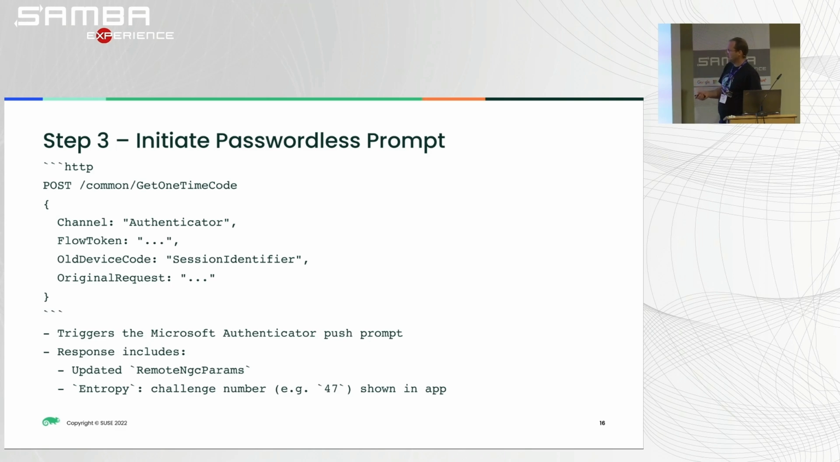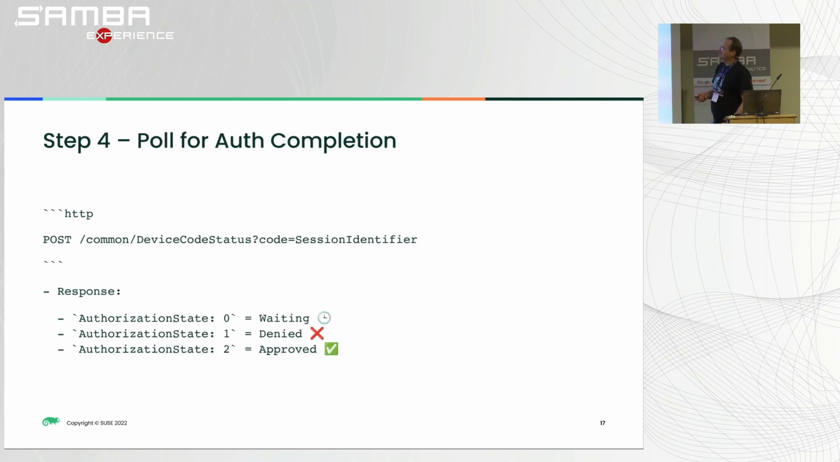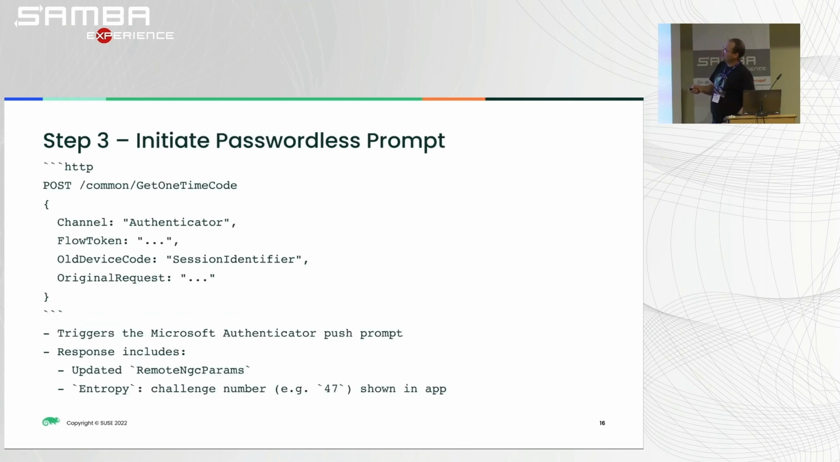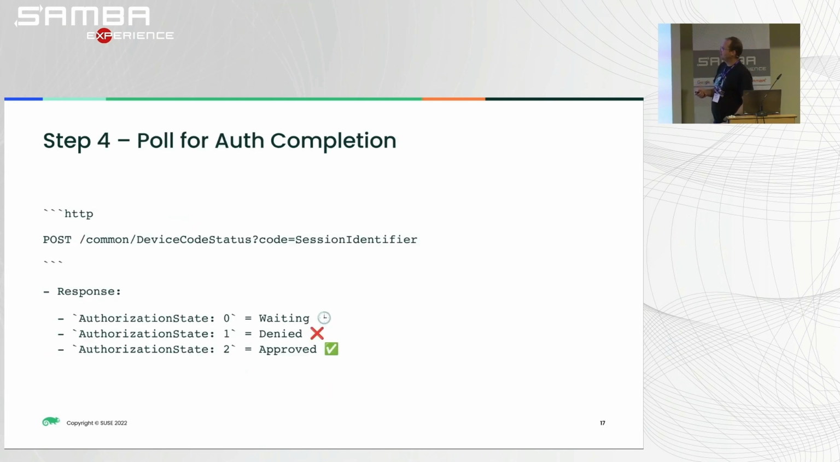When we send this, Microsoft will trigger an authenticator push to your cell phone, and we need to prompt them with that entropy code that we got earlier. And then the user will be asked to insert that entropy code into their app. We'll continue polling until we get a status response. The get one-time code is the start of the poll, and then the next prompt is get a device code status. Again, not at all related to device authorization grant, even though it looks like it. And we'll continue to poll every 5 seconds or so, which I think is recommended by Microsoft.